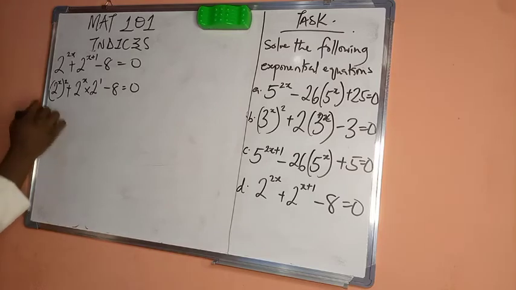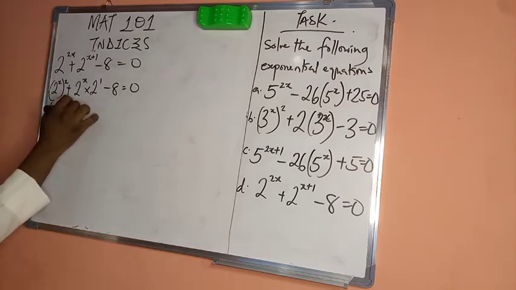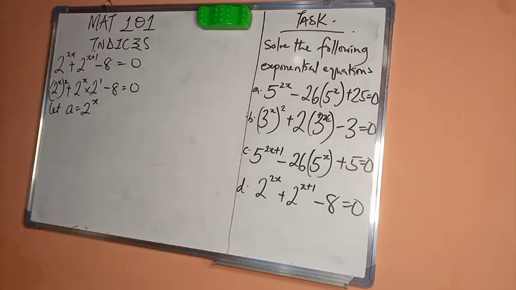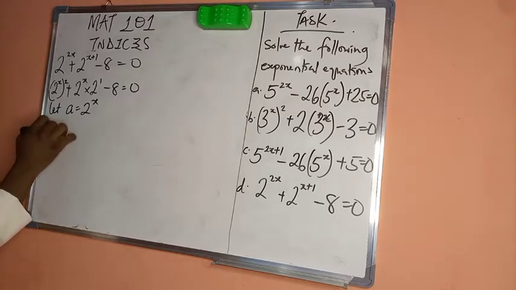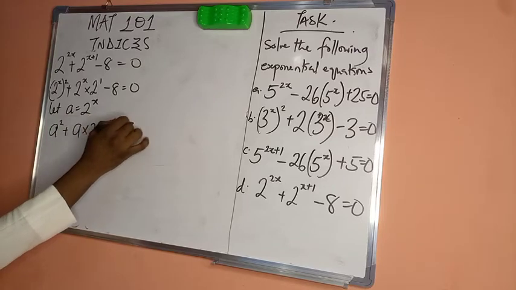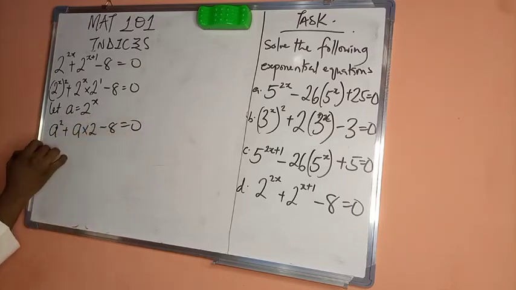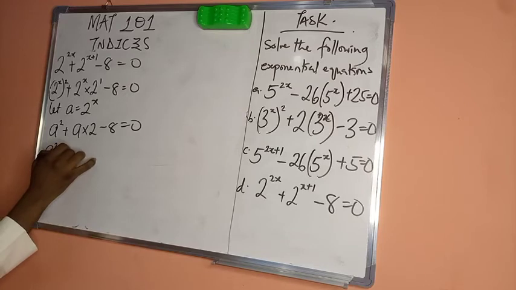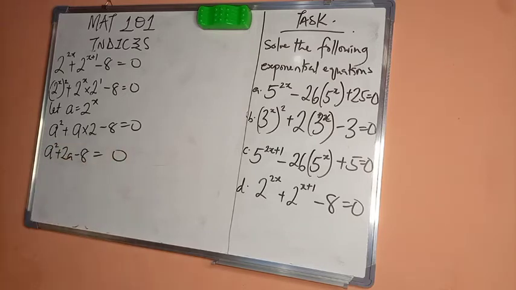Let a equal 2 raised to power x. So here we have a raised to power 2 plus a times 2 minus 8 equals 0. So we can just say this is a squared plus 2a minus 8 equals 0.